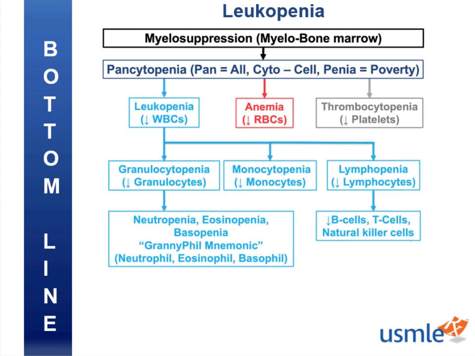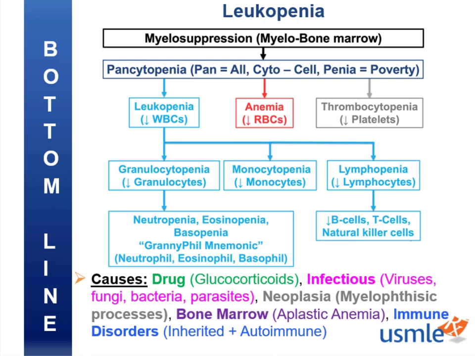Thank you for sticking with me throughout this lecture. Here are a few key takeaways I want to make sure you know for test day. To understand leukopenia, you must understand terminology. Pancytopenia refers to anemia, thrombocytopenia, and leukopenia. Leukopenia is further subdivided into granulocytopenia, monocytopenia, and lymphopenia. Myelosuppression can lead to pancytopenia, with leukopenia mainly manifesting from granulocytopenia and monocytopenia.